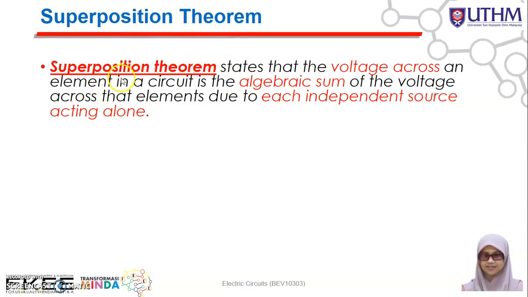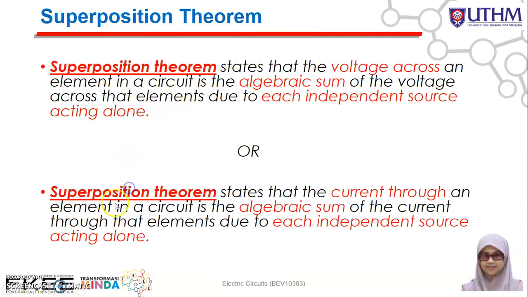The superposition theorem says that the voltage across an element in a circuit is the algebraic sum of the voltages across that element due to each independent source acting alone. Or it can also be said that the current through an element in a circuit is the algebraic sum of the currents through the element due to each independent source acting alone. So the keyword here is each independent source acting alone. That's the concept of the superposition theorem.